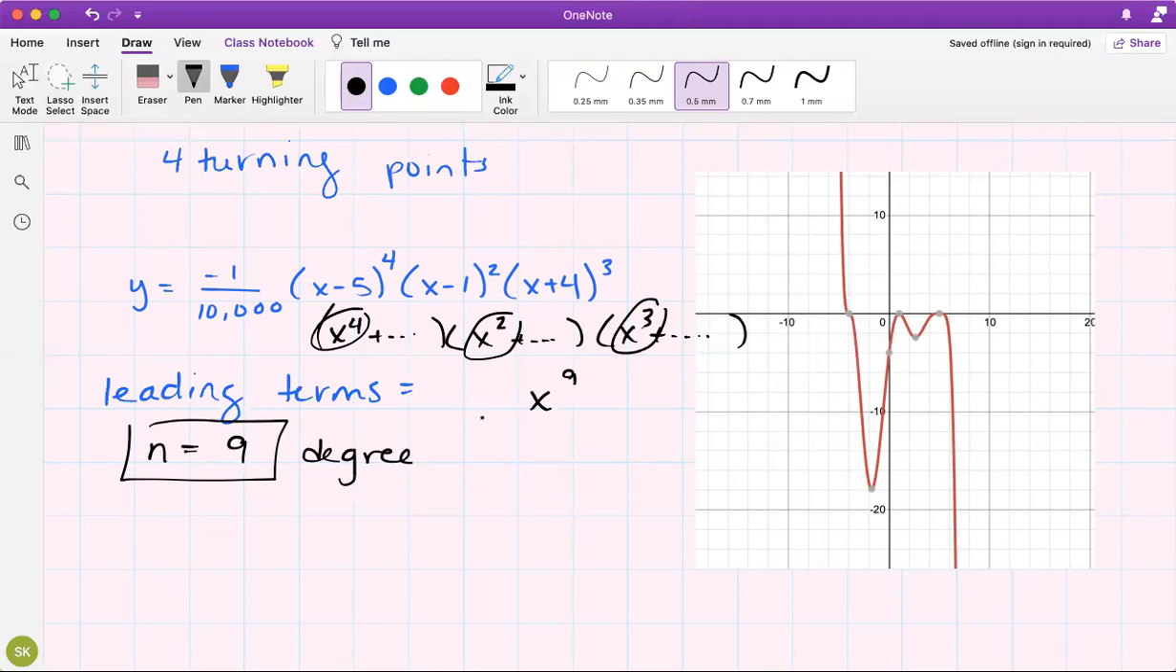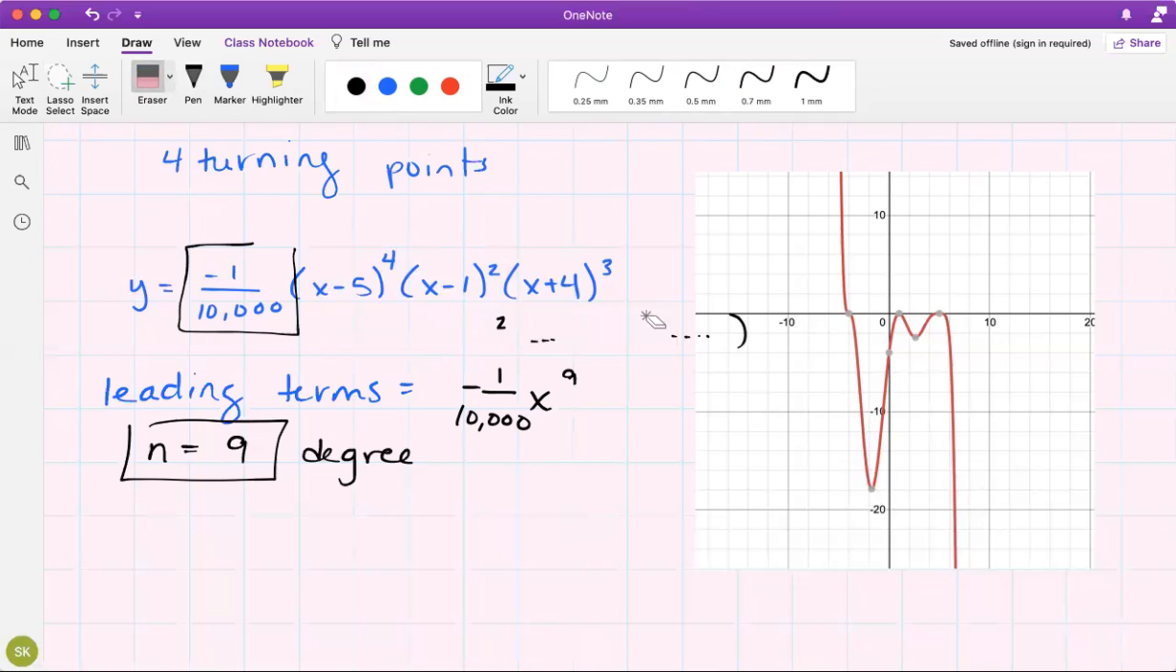But what is the leading coefficient? So here, notice that the numbers in front of these x's are all 1s. And if we FOILed them out, we would just get this x to the 9th. But on the outside here, I have a negative 1 over 10,000. So we need to put that in the front because that negative 1 over 10,000 would be distributed to everything inside. So that is going to be the leading term.